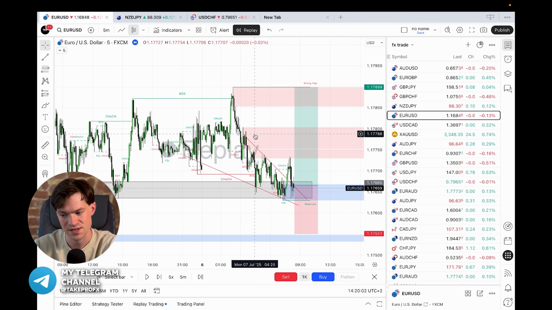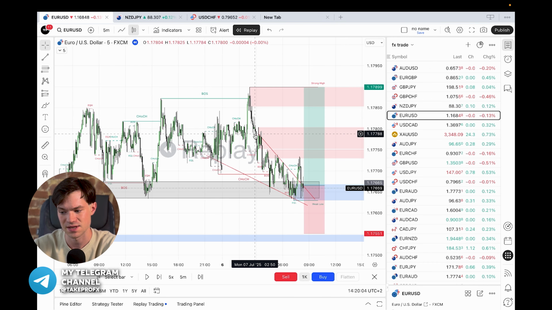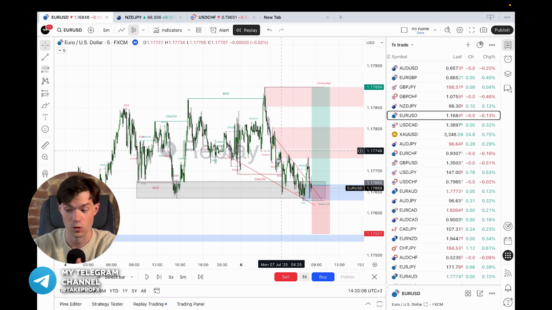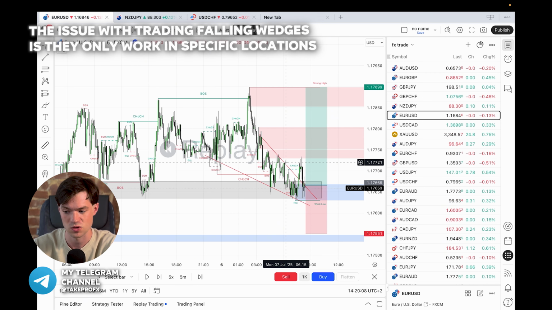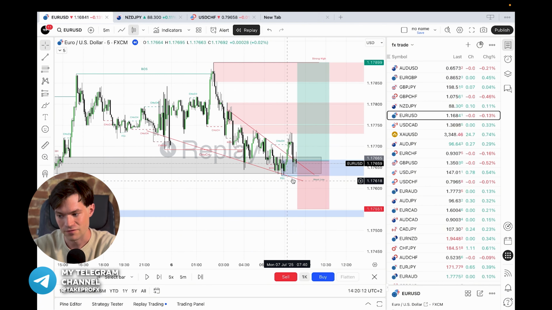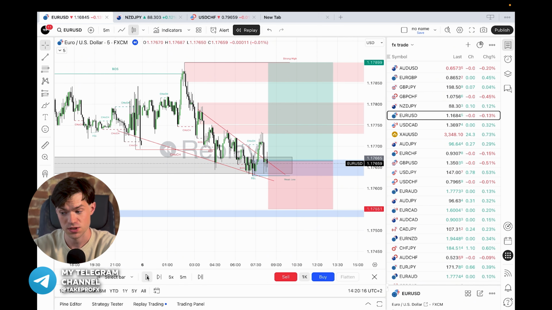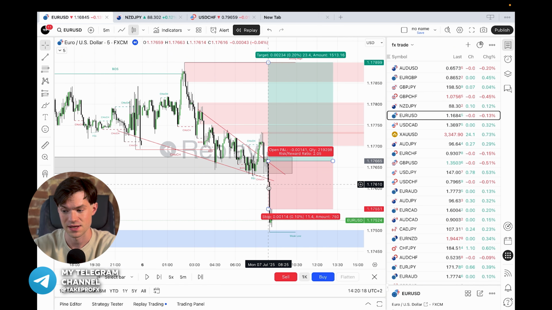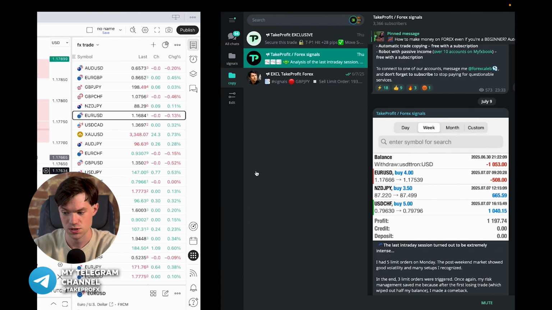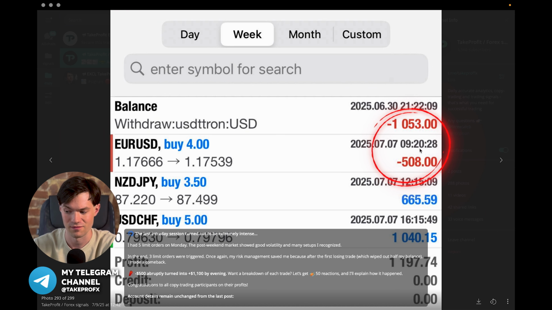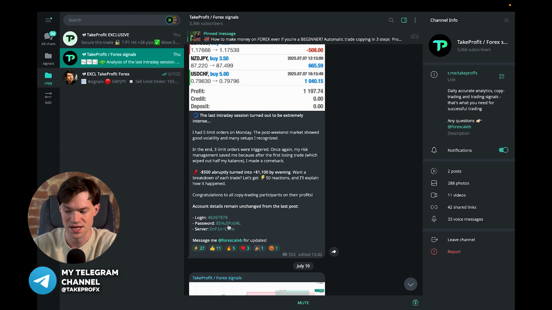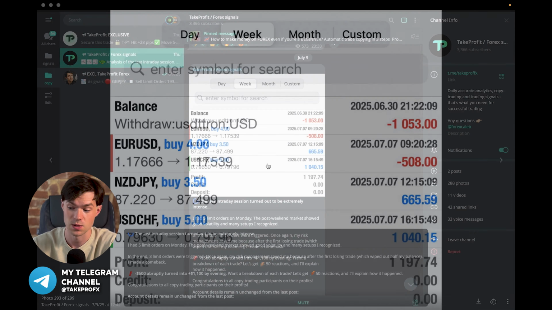The problem for traders who trade the technical patterns is that the falling wedge, like all other reversal patterns, only needs to be traded in a specific location. Unfortunately, this trade could have been a very good example for us, but it turned out that this trade literally in 10 minutes brought me a loss of as much as 508. I left the account data in a post in my Telegram channel, so you can log in to the account and see all the trades in more detail.